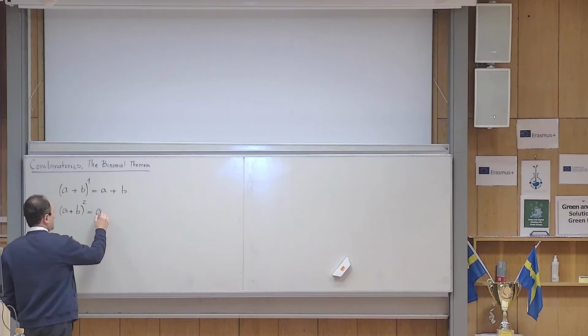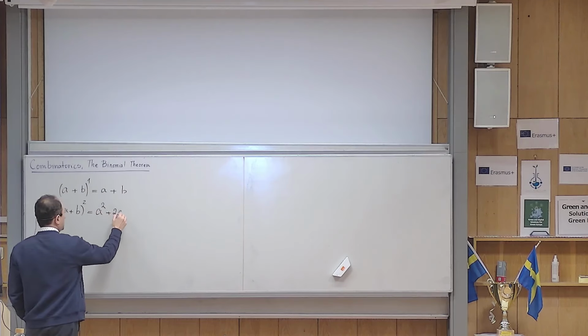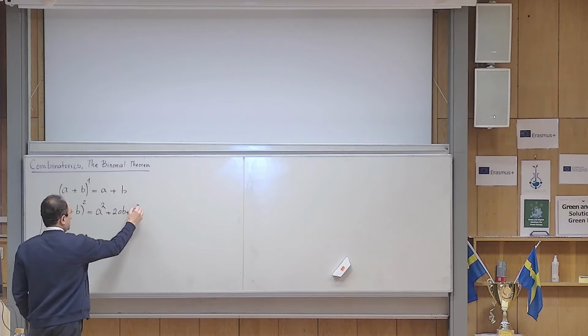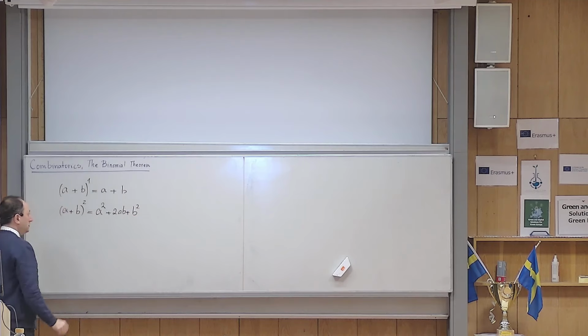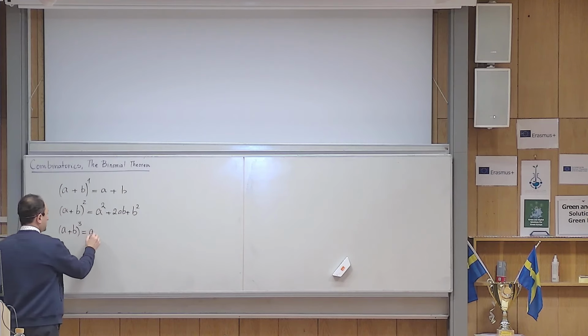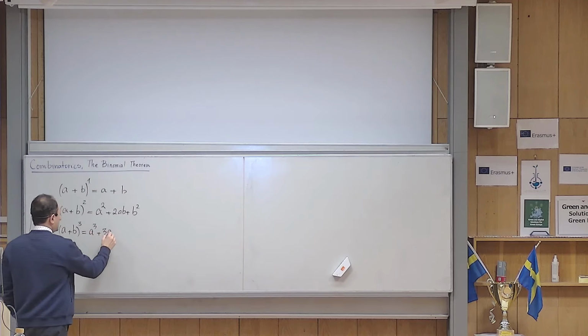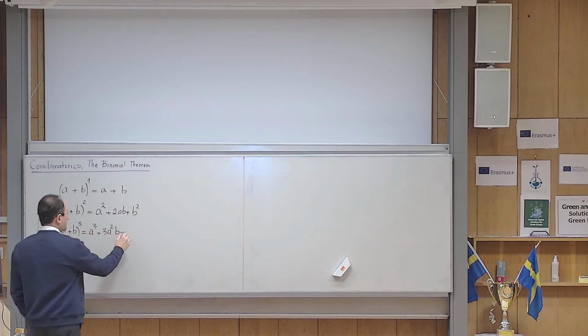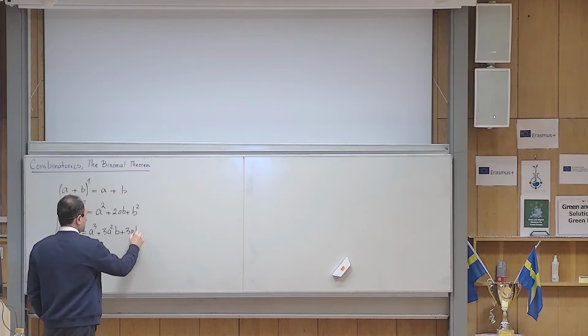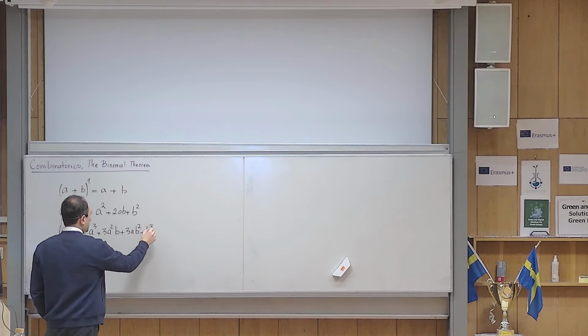The first one squared, 2 times the first one times the second one, plus the second one squared. And sometimes you might see this in the formula sheet as well. For the exponent 3, this becomes the first one cubed, 3 times the first one squared times the second one, plus 3 times the first one times the second one squared, plus the second one cubed.